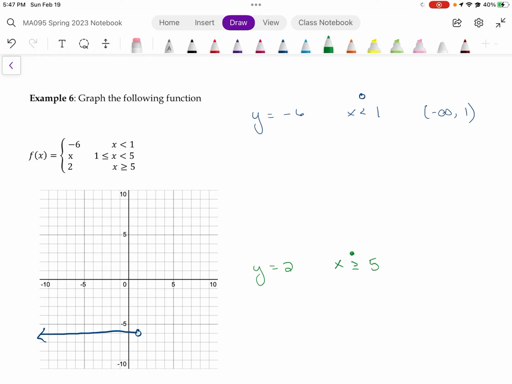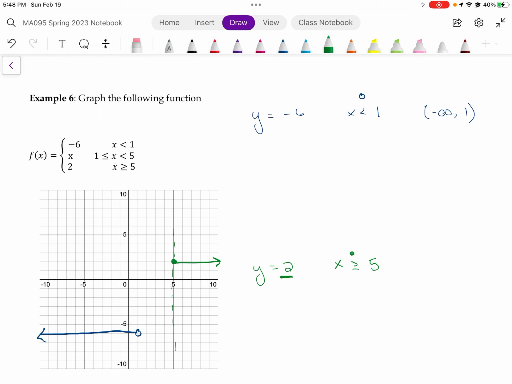So greater than or equal to 5 means we're going to start here. There's our boundary, and we're going to go to the right. That is at y equals 2, so that's right here. Closed dot, lots to think about, and off to the right. So many things to think about. I think I got it.